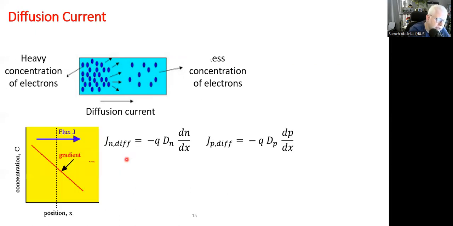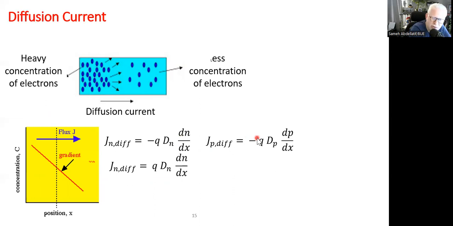But what is interesting actually is this D term, which is the diffusion coefficient. Based on this equation, the diffusion coefficient is some sort of proportionality term that indicates the rate of variation of this current. So the higher the dN, the higher the diffusion current for the same dN by dx.